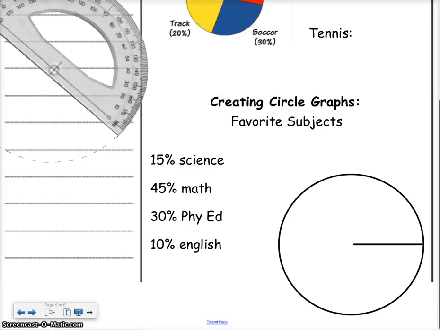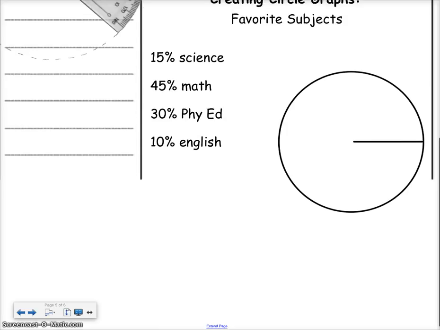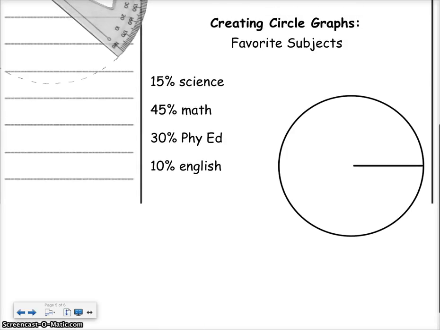So this is a very accurate description of a student survey that asks students what their favorite subject is. It looks to me like 15% like science, 45% of kids like math, 30% like Phi Ed, and 10% like English. Well, that seems very accurate, right? Math tends to be the favorite subject of all, is what I am assuming. But given this data from this very accurate survey, I need to create a circle graph.